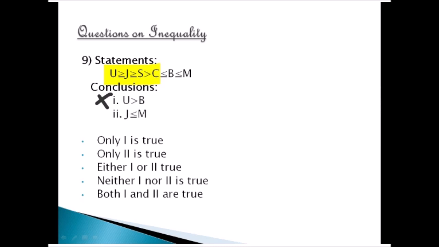Second conclusion says M to J. So here is my M, there is outgoing from M, and here is my J, and there is incoming from U. If I move from M, I can travel from M to B, B to C, but further from C I cannot move to any other values. So this conclusion is also false. So the answer is neither 1 nor 2 is true.